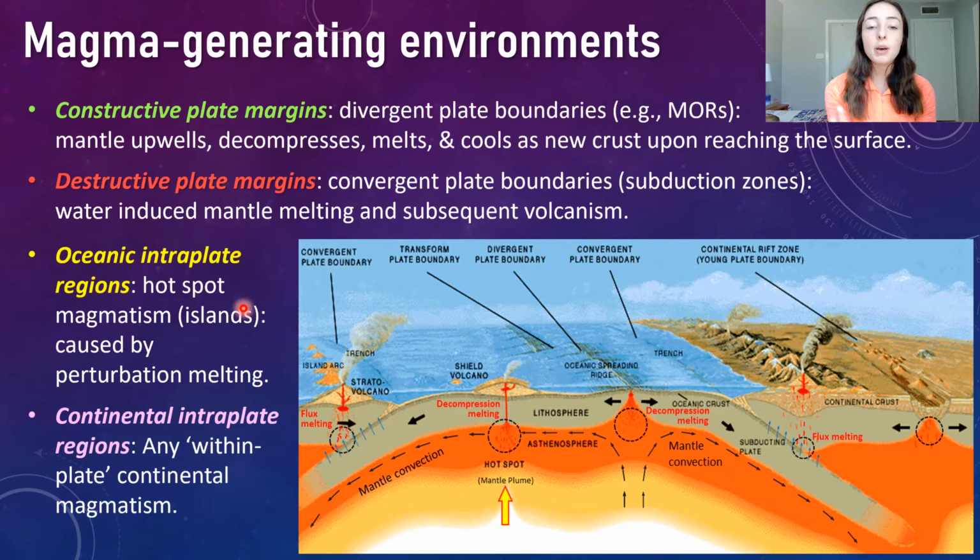The third type of magma generating environment is oceanic intraplate regions, such as those overlying hotspots, like we talked about. The Hawaiian Islands and other volcanic islands are formed by hotspots, which are caused by perturbation melting. And the fourth and final major magma generating environment is continental intraplate regions. And this can also be hotspots, but instead of being under oceanic crust, it's underlying continental crust. And these hotspots cause volcanism on continents rather than in the middle of the ocean.